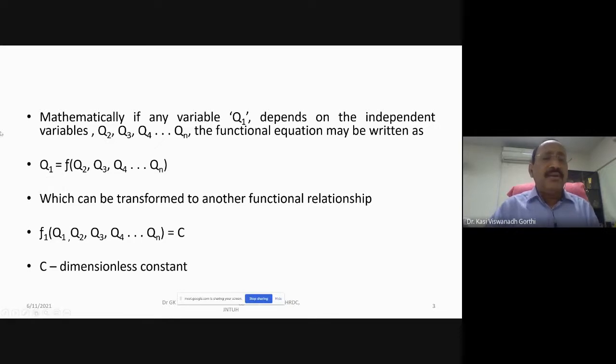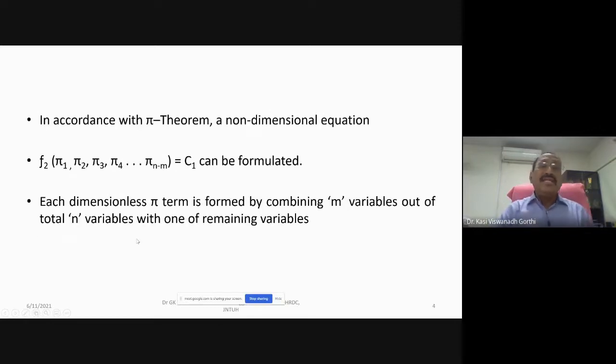In the second case, what has been done is, it says there is another function f1 where the dependent variable also has been brought inside. So f1 of q1, comma q2, comma q3, comma q4, and so on up to qn is equal to a dimensionless constant c. This is another functional relationship between all the dependent and independent variables. In accordance with the Pi theorem, we can establish a non-dimensional equation.